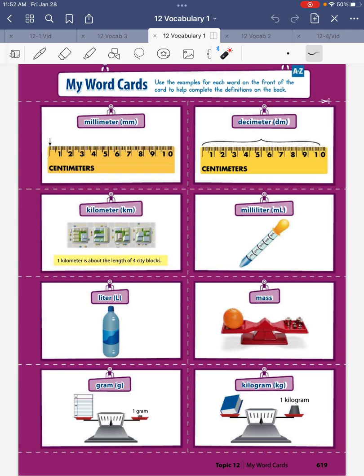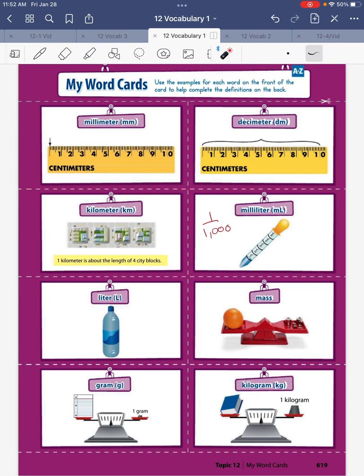The next one we have is milliliter. We can get a picture of it, like something small like an eyedropper. This is a milliliter. A milliliter can equal 1/1,000.